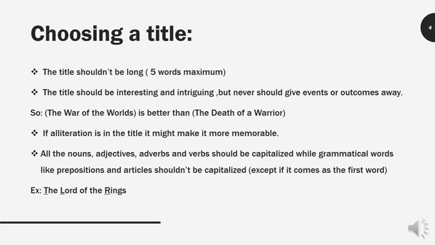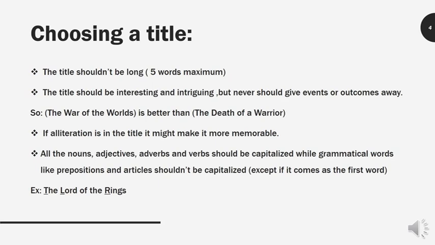We have 2 examples here. The War of the Worlds is better than The Death of a Warrior. Why is it better? We're going to mention the reasons. In the first one, you're giving the reader something interesting, that you have a war, something is going to happen. However, you didn't give any details. What will happen at the end?